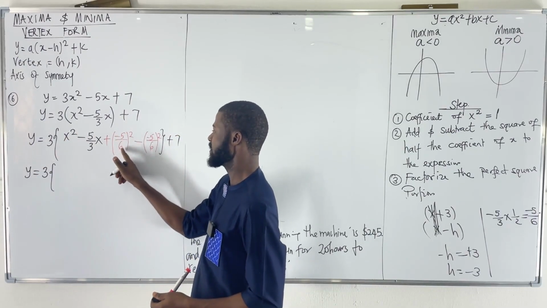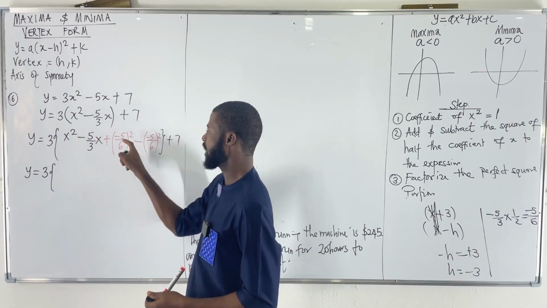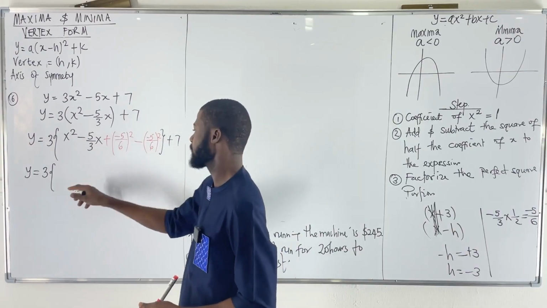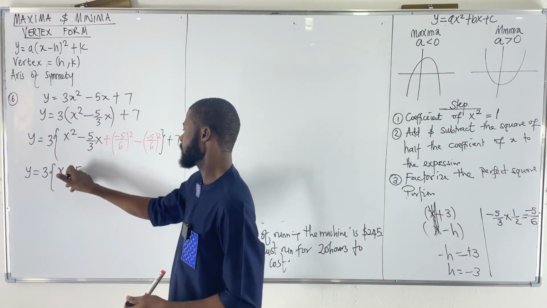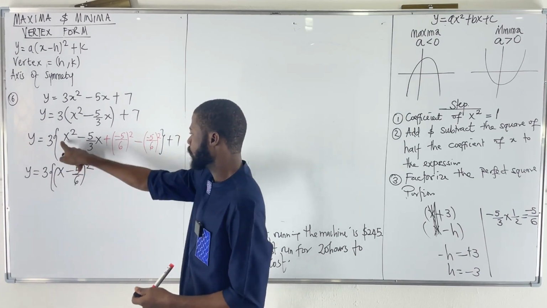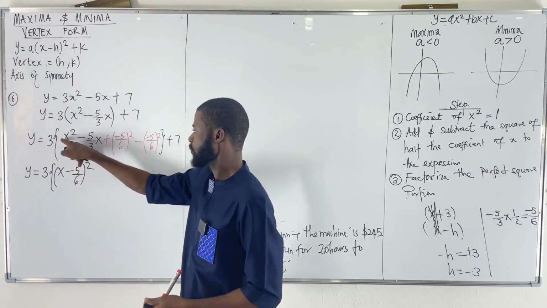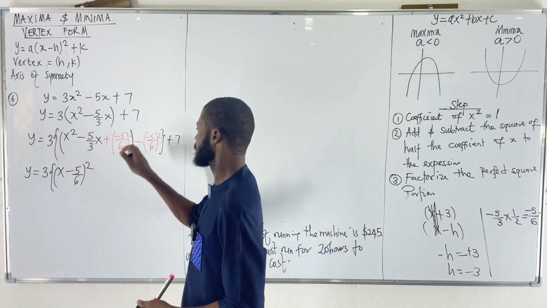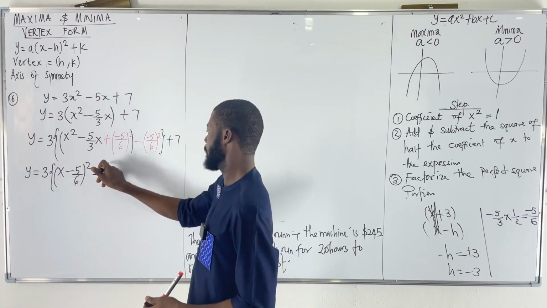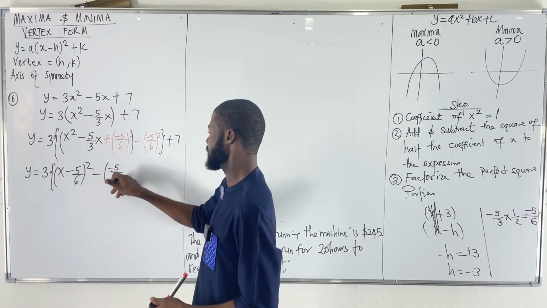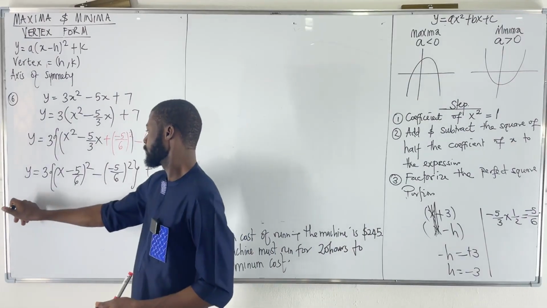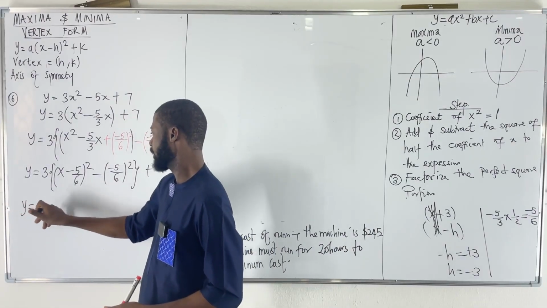Now the next is, this is y equal to 3 into, now this x has a squared, the minus 5 over 6 has a squared, and I made sure that the minus 5 over 6 is half of this. So this is now a perfect square. So this is x minus 5 over 6 all squared. Everything here is equal to these 3 items, it's equal to the 3. But this one will be remaining. So I'm going to have minus 5 over 6 all squared, and then plus 7.